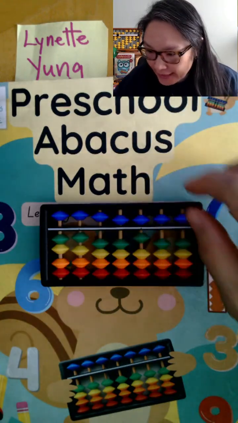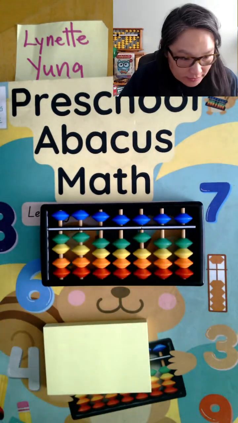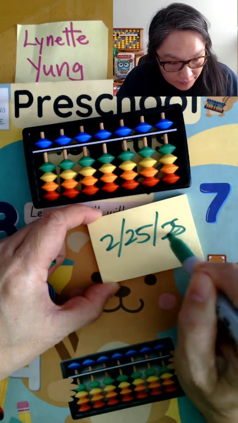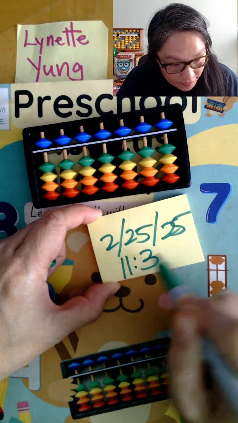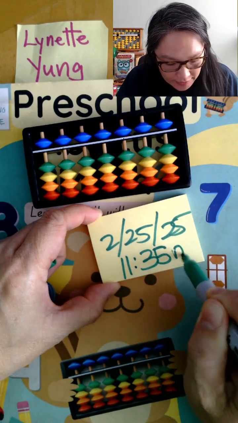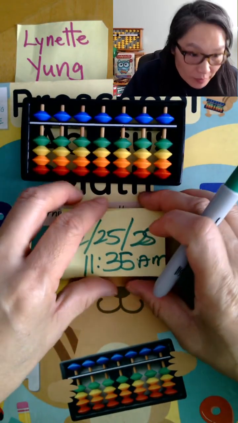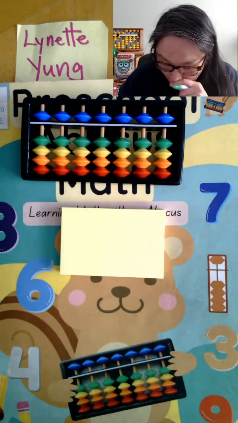Oh, let's try it again. But now we're at 25, 2, 25, 25, 11:35 a.m. Okay, so good. We have that. People are not coming in, but they will. I just need to make sure.